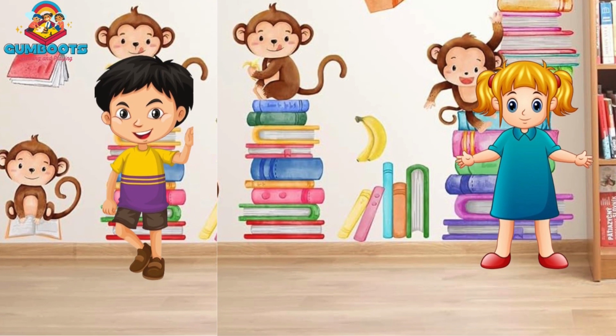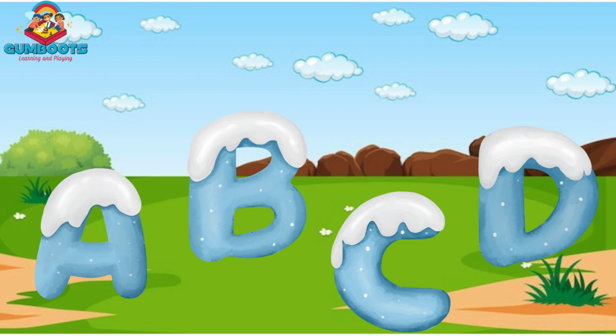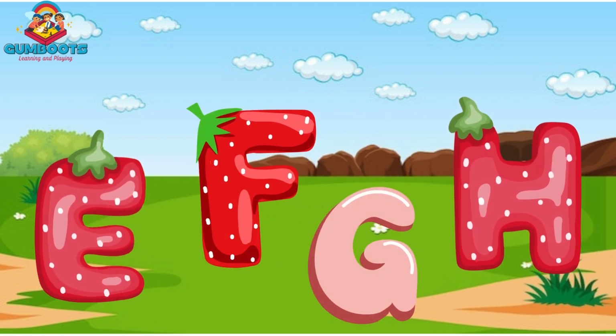Now, let's revisit all the alphabets that we learned. Let's go, little learners. Look, there is A. A says apple. There is B. B says ball. There is C. C says cat. There is D. D says dog. There is E. E says egg. There is F. F says fish. There is G. G says grapes. There is H. H says hat.